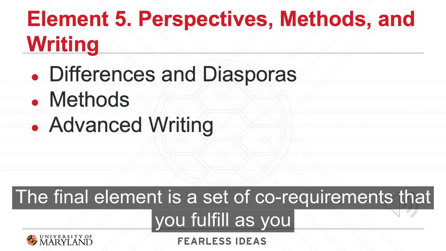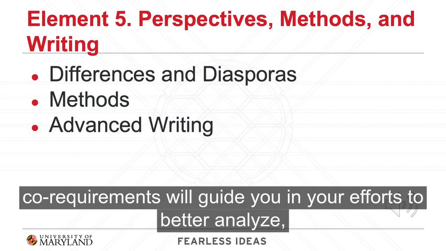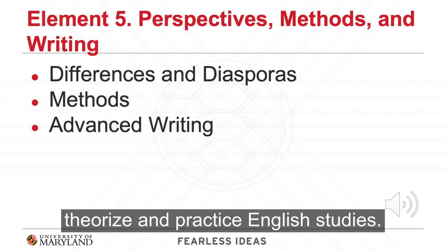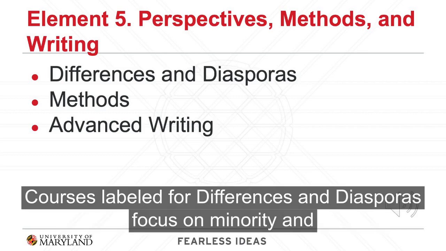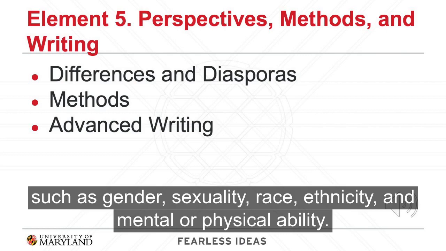The final element is a set of co-requirements that you fulfill as you select courses for elements 2 through 4. Classes meeting these co-requirements will guide you in your efforts to better analyze, theorize, and practice English studies. Courses labeled for differences and diasporas focus on minority and other marginalized voices pertaining to forms of social difference, such as gender, sexuality, race, ethnicity, and mental or physical ability.